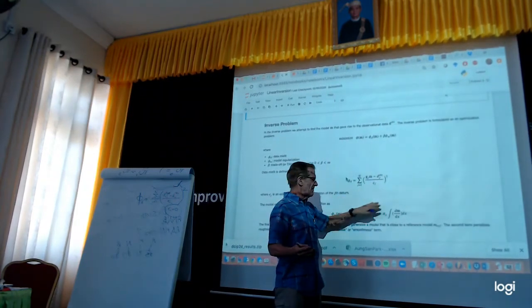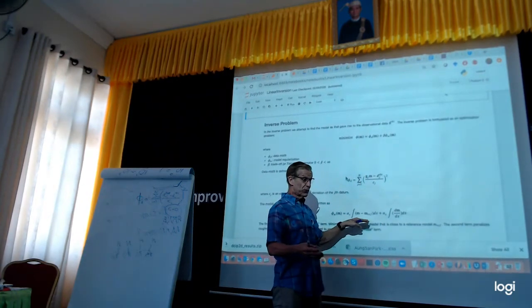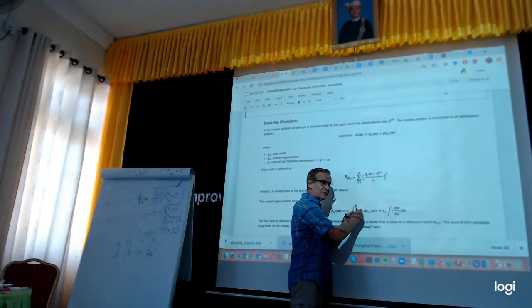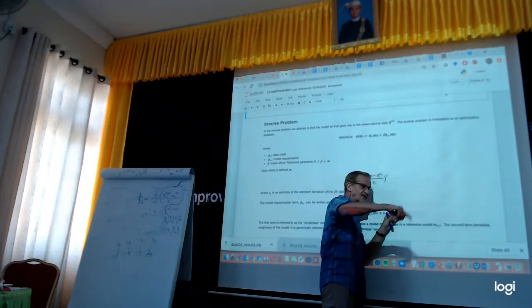And then when we have our model norm, then we want to make this small. We want to make something that's close to a reference, and we want to make the amount of jiggleness small.